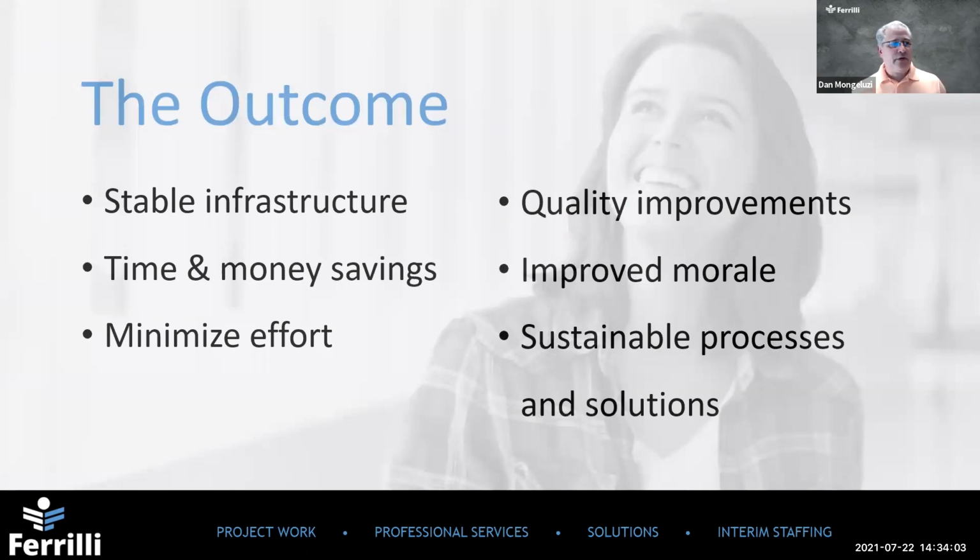So the outcome that we're looking for at the end of this assessment is that you have a stable infrastructure, you're saving time and money, you're minimizing the effort and maximizing the efficiency of your staff, you have quality improvements, you're improving the morale of your staff, and you're helping to have sustainable processes and solutions for the long term.